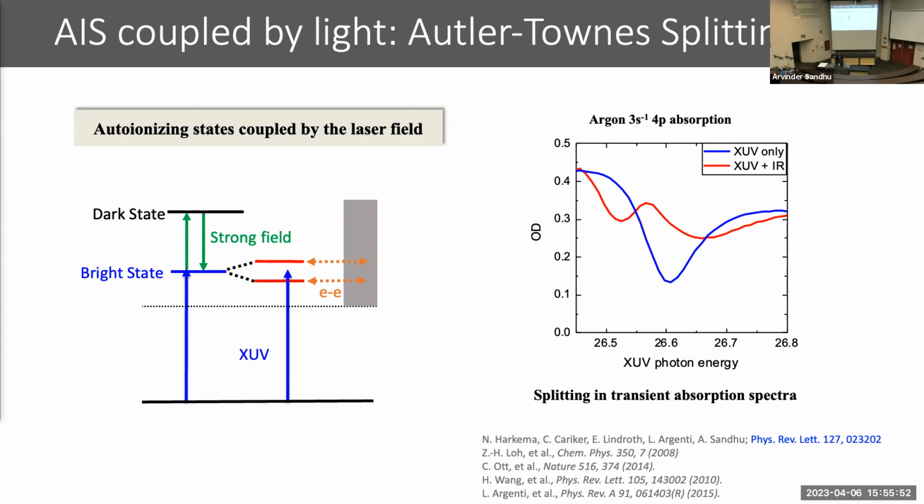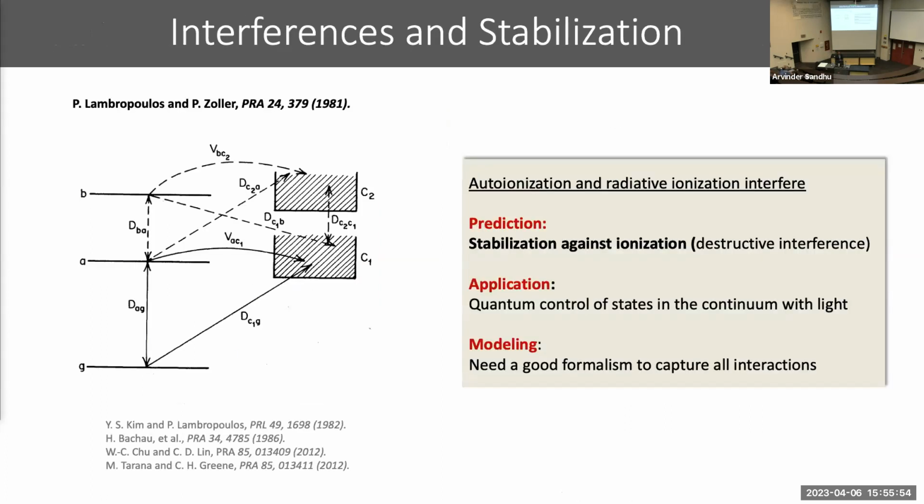The bigger question was something that was predicted 40 years ago, by Zoller in the 1980s. They had considered a similar problem theoretically. The idea was that if you have 2 states which can both decay into the continuum, and you can resonantly couple them with your laser light, you open up new pathways for interferences.